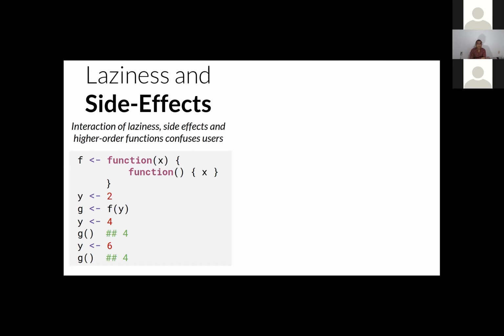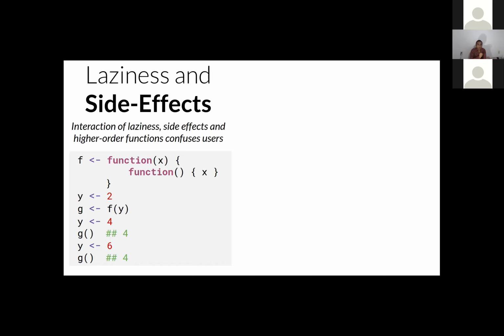Here is an example extracted from the R bug tracker, which was reported by a user who found this particular example very confusing. Here a function f is created, taking a single argument x, and returns an inner function which captures x. Then a variable y is created, and it's assigned the value 2. Function f is called with the argument y, and the result is assigned to g. At this point, g is bound to the inner function of f. Then we assign the value 4 to y and call g.